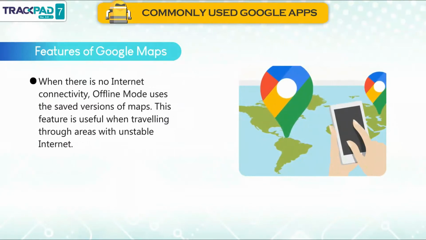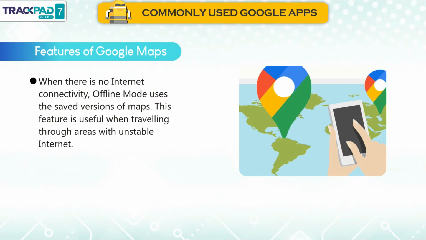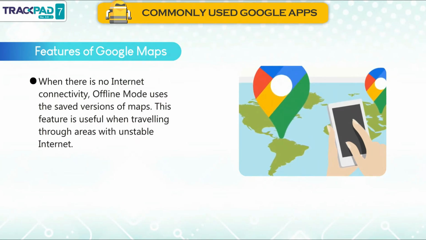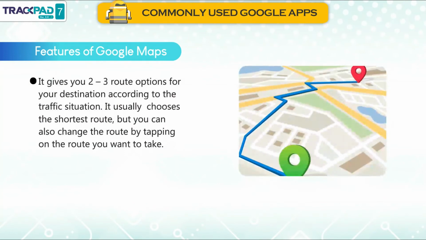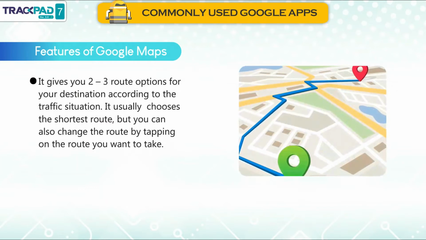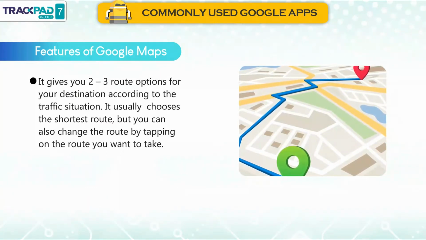When there is no internet connectivity, offline mode uses the saved versions of maps. This feature is useful when traveling through areas with unstable internet. It gives you 2 to 3 route options for your destination according to the traffic situation. It usually chooses the shortest route, but you can also change the route by tapping on the route you want to take.